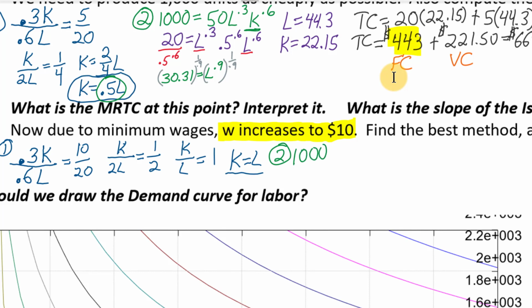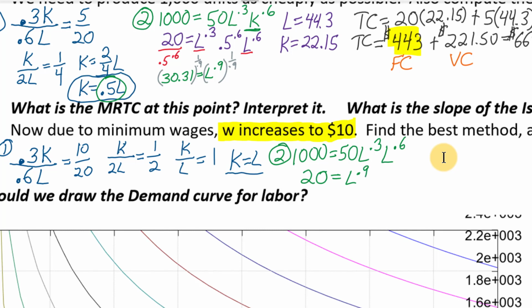1,000 equals 50 times L to the 0.3. And let's go ahead and make this substitution. K equals L. So let's just write, instead of K, L to the 0.6. And so just like before, let's divide both sides by 50. And we have 20 on the left-hand side equals L to the 0.9.